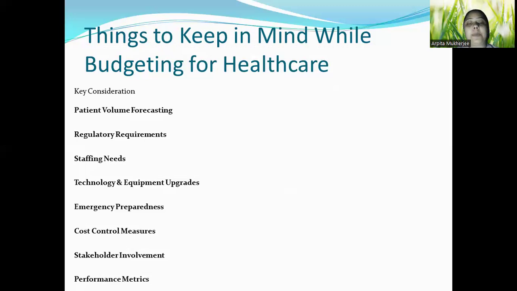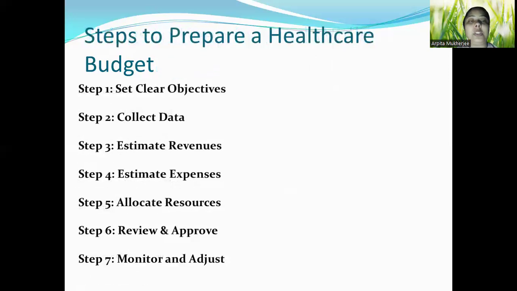The different steps to prepare the health budget are: first, we should have a clear objective. What kind of budget we are planning, why it is important, or to define the goals of the healthcare facilities for the upcoming periods. Example, to improve the patient's wait time, purchase new equipment, or hire more nurses. Whatever the objective is, first we have to have a clear objective. What is the purpose for which we are planning to make the budget?